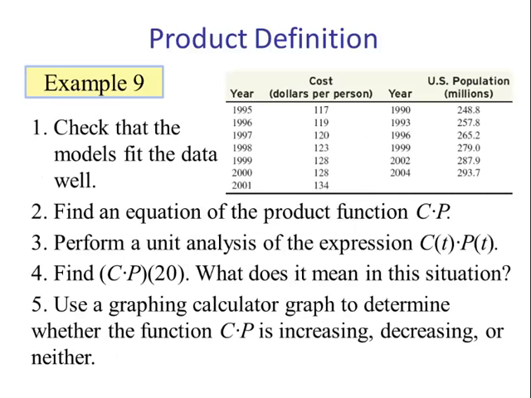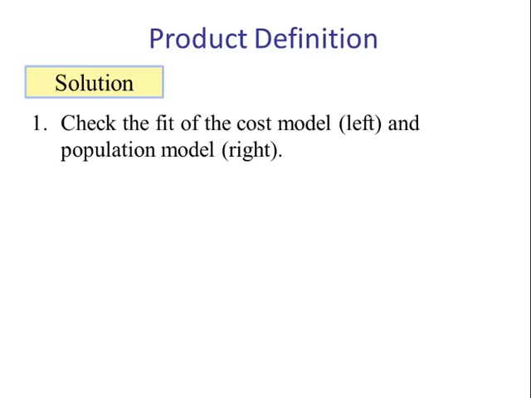Number 1. Check that the models fit the data well. Number 2. Find an equation of the product function C times P. Number 3. Perform a unit analysis of the expression C of t times P of t. Number 4. Find C times P of 20. What does it mean in this situation? And lastly, number 5. Use a graphing calculator graph to determine whether the function C times P is increasing, decreasing, or neither. So solution. Number 1.